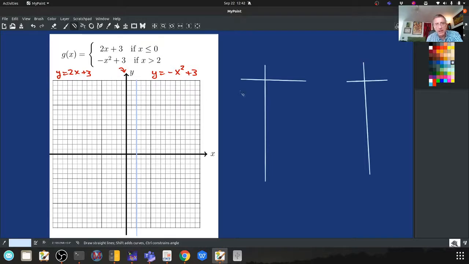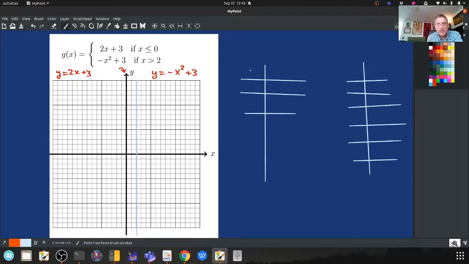This is going to be a line, so all I need is 2 points. Over here, let's get a few points. Once you see the pattern, you're good to go. So this is going to be x, and 2x plus 3, and this is for x less than or equal to 0. Over here I have minus x squared plus 3 for x greater than 2.